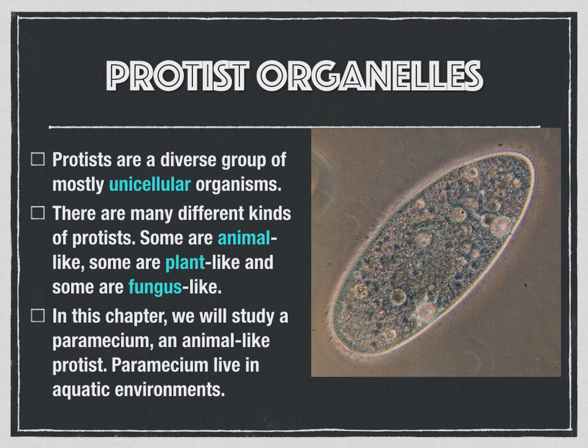Protists are a diverse group of mostly unicellular organisms. There are many different kinds of protists. Some are animal-like, some are plant-like, and some are fungus-like. In this chapter, we will study a paramecium, an animal-like protist. Paramecium live in aquatic environments.